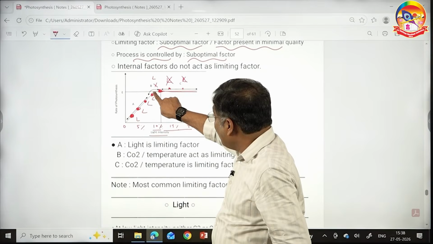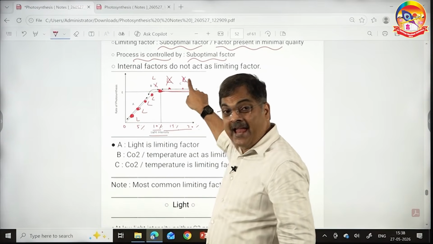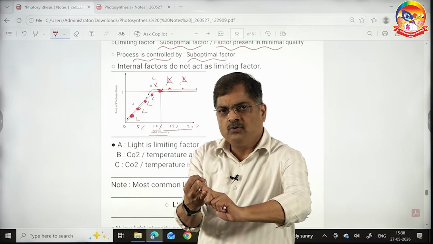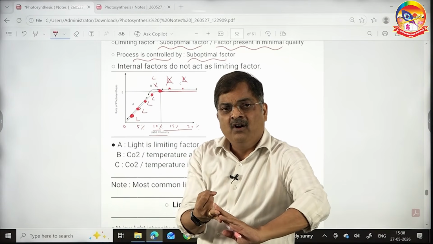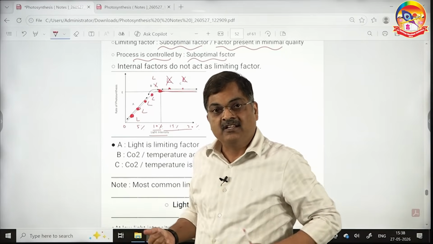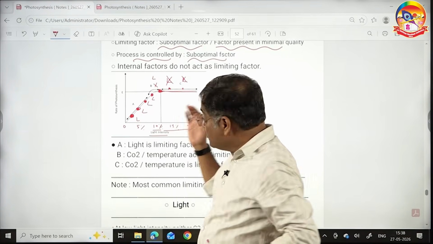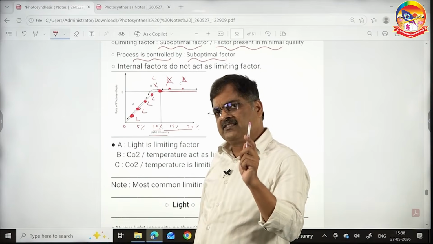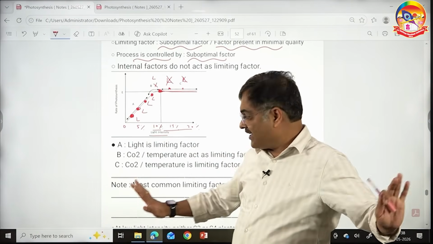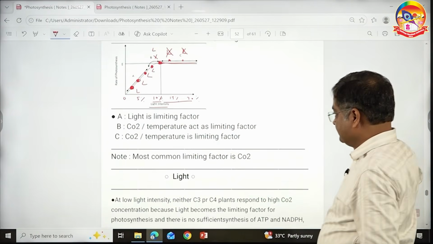So at this point, at B and at C, it could be CO2, which is the most common limiting factor, or it could be temperature, or it could be any other external factor. Did all of you understand this? So this is said to be the law of limiting factors. The most common limiting factor is carbon dioxide. Internal factors will never act as a limiting factor.